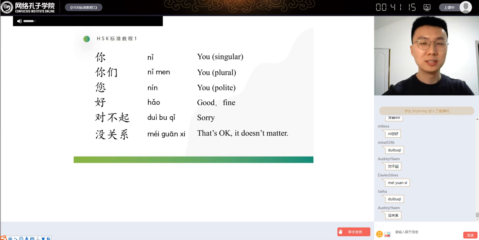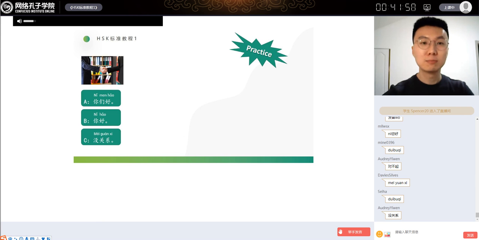These are some new words we learned today. Have you learned that? Please read after me. 你, 你们, 您, 好, 对不起, 没关系. Okay, now let's do some practice.